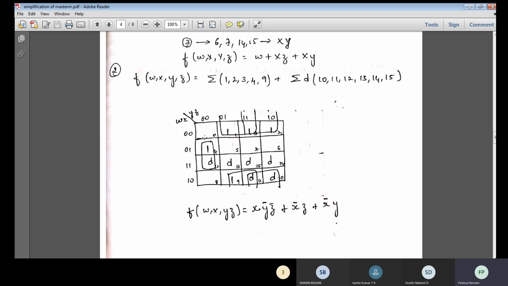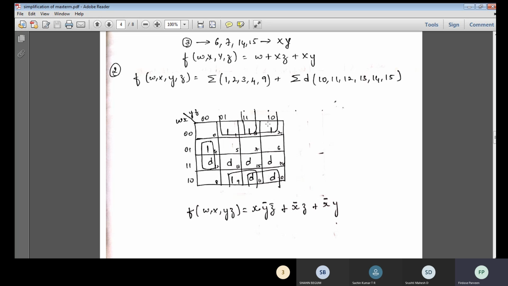So after writing everything, I'll think about which one to group. I'll always go for the maximum cell grouping. So 1, 9, 11 and 3, when I group them, what I'll be getting is X bar. The corresponding row is X bar, and the corresponding column is Z. So it is X bar Z. That is 9, 11, 1, 3.